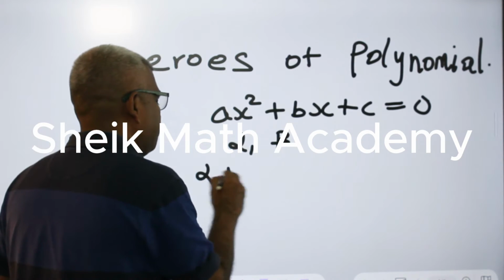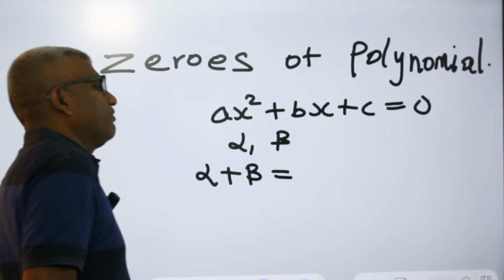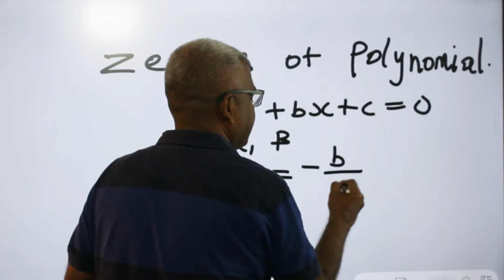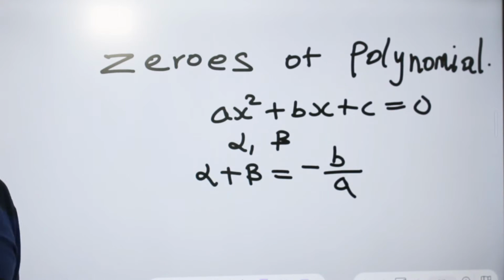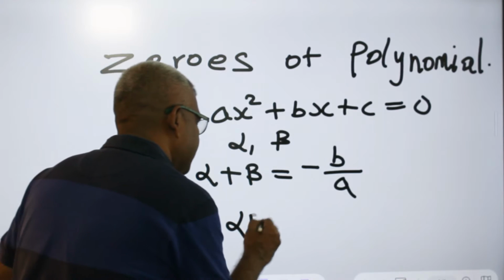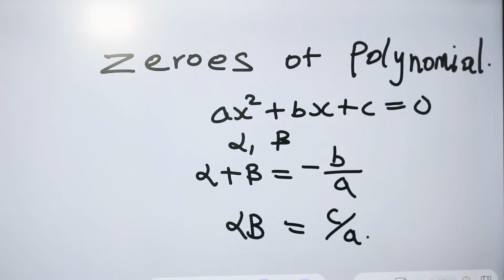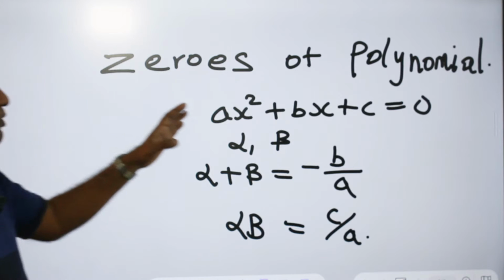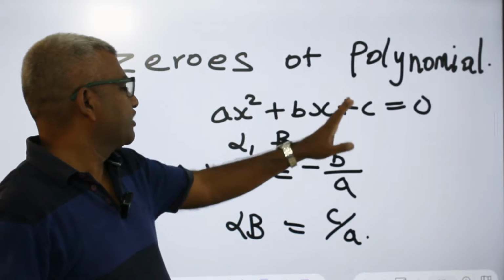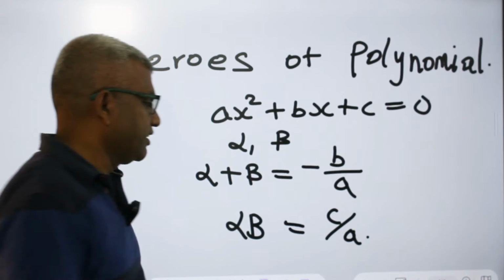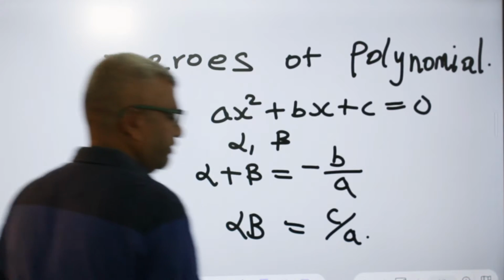Then how to find the alpha plus beta value? Minus b by a, minus coefficient of x divided by coefficient of x squared. Got it? Then alpha beta is c by a. Okay, most of them know this. Ax squared plus bx plus c, alpha plus beta is minus b by a, alpha beta is c by a. Copy down. Now we will go to the cubic equation.